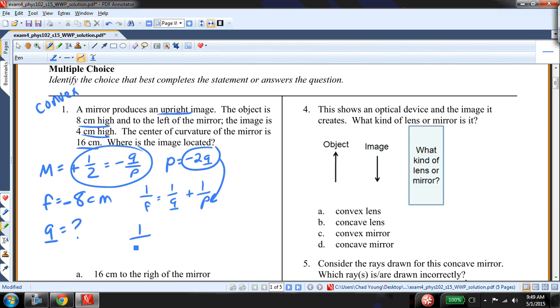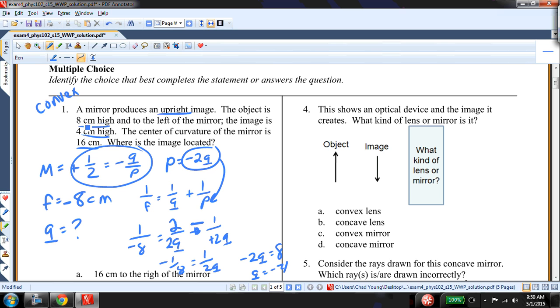And so I have 1 over negative 8 equals 1 over Q plus 1 over negative 2Q. Or rather, I'll just make this a positive and make this negative. All right, I can do a common denominator here, 2 over 2Q, so I get negative 1 over 8 equals 2 over 2Q minus 1 over 2Q, that's 1 over 2Q. And I get negative 2Q equals 8, cross multiply, Q is equal to negative 4. So Q is equal to negative 4.